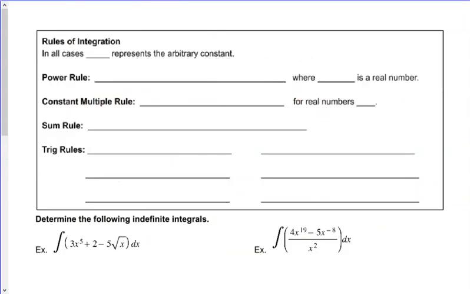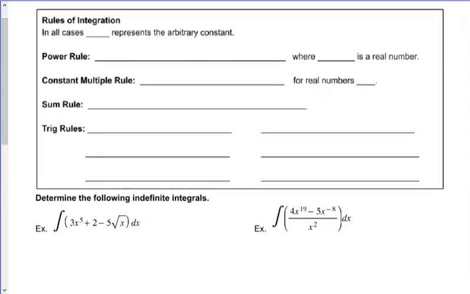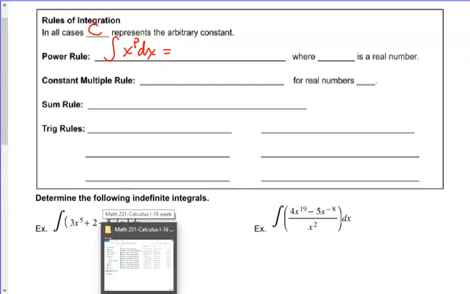All right, so let's get our rules. Here are our rules of integration that we're going to start with, and we're going to use these quite a bit, so please make sure you're able to do them. In all cases, C represents the arbitrary constant. So I'm going to integrate x to some power with respect to x, so dx. Now, here's the pattern.